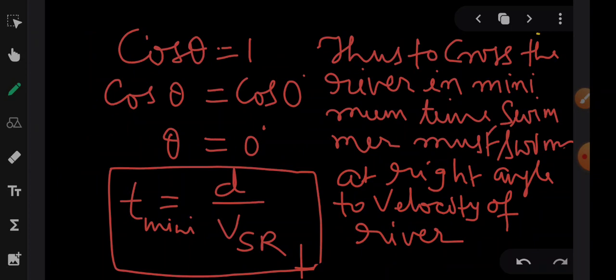That is, the swimmer will cross the river in minimum time only when he starts swimming in the vertical direction, and the minimum time will be D by VSR. Thus, to cross the river in minimum time, the swimmer must swim at right angle to the velocity of the river.